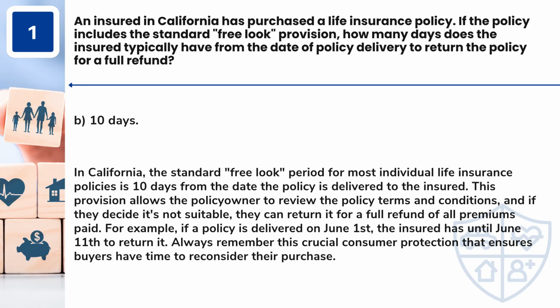Answer: B. 10 days. In California, the standard free look period for most individual life insurance policies is 10 days from the date the policy is delivered to the insured. This provision allows the policy owner to review the policy terms and conditions, and if they decide it's not suitable, they can return it for a full refund of all premiums paid. For example, if a policy is delivered on June 1st, the insured has until June 11th to return it. Always remember this crucial consumer protection that ensures buyers have time to reconsider their purchase.